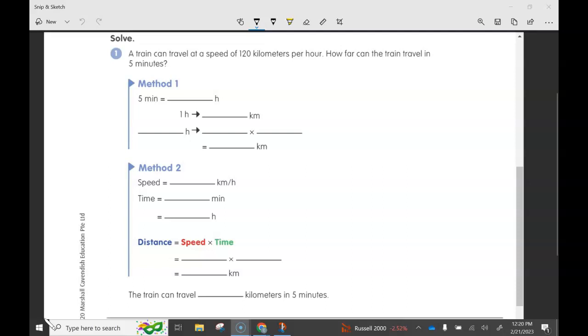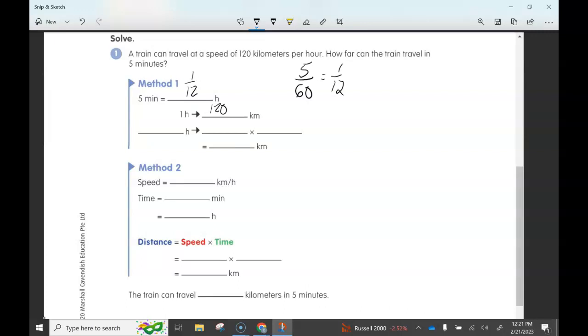So we're looking at a train, and this is on page 265. It says a train can travel at a speed of 120 kilometers per hour. How far can the train travel in 5 minutes? So it's not 5 hours, it's in minutes. So we're going from hours to minutes. This is going to be a little bit different. So let's just take a look at this one. We know that 5 minutes equals 1/12 of an hour. The reason why I know that is 5 out of 60, or 5 over 60, 5 minutes out of 60, is going to give me 1/12. And we know in 1 hour the train travels 120 kilometers.